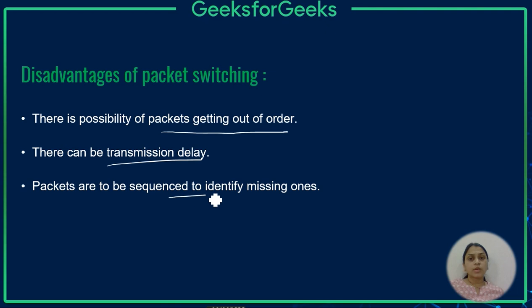Packets are to be sequenced to identify missing ones also. All the packets should be in sequence: the first packet, second packet, third packet, so that it is easy to identify the missing ones. But here the packets do not come in sequence, right? Because wherever the congestion is less, the packets will reach the destination first. So these are the disadvantages here.